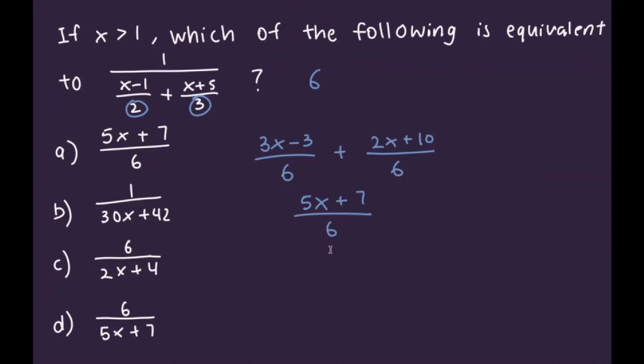Now, since we have the 1 as a numerator, then flip the fraction and we will get 6 over 5x plus 7. And that is our answer choice, D.